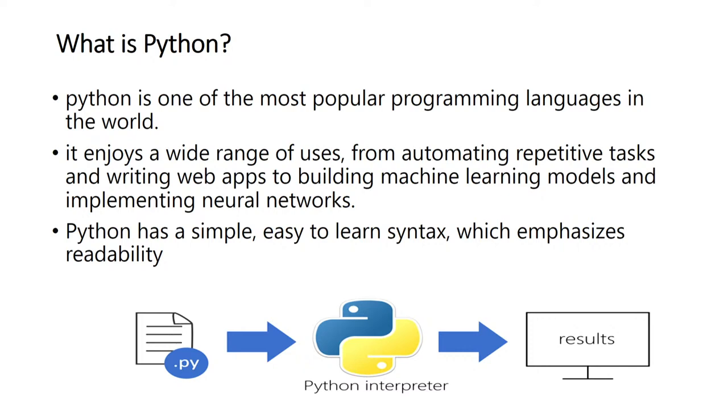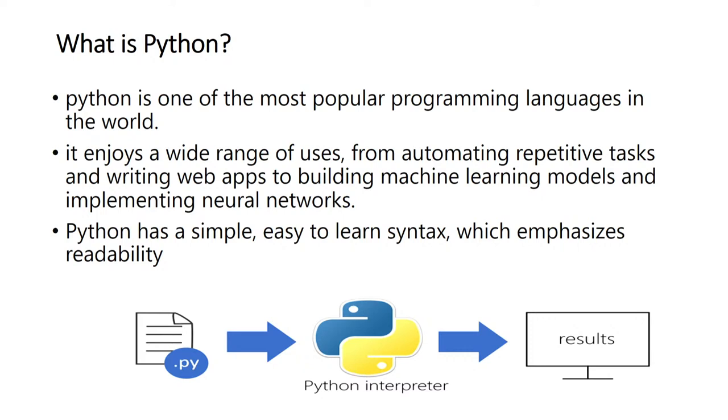So till I think 1 or 2 years back, Java was one of the most popular programming languages. But now Python has picked up because of its easiness. Now Python is picking up very fast. So Python has now become the most popular programming language in the world. Plus it enjoys a wide range of uses, from automating repetitive tasks and writing web apps to building machine learning models and implementing neural networks.